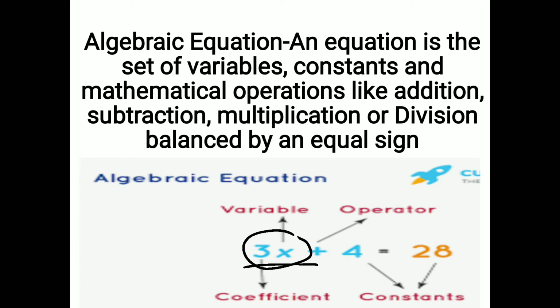If you put any value in x, you will get the left hand side equal to the right hand side, 28. It means 3 you have to multiply with 8. 3 eights are 24. 24 plus 4 is 28. Now 28 equals 28. What I did, I changed the value of the variable.